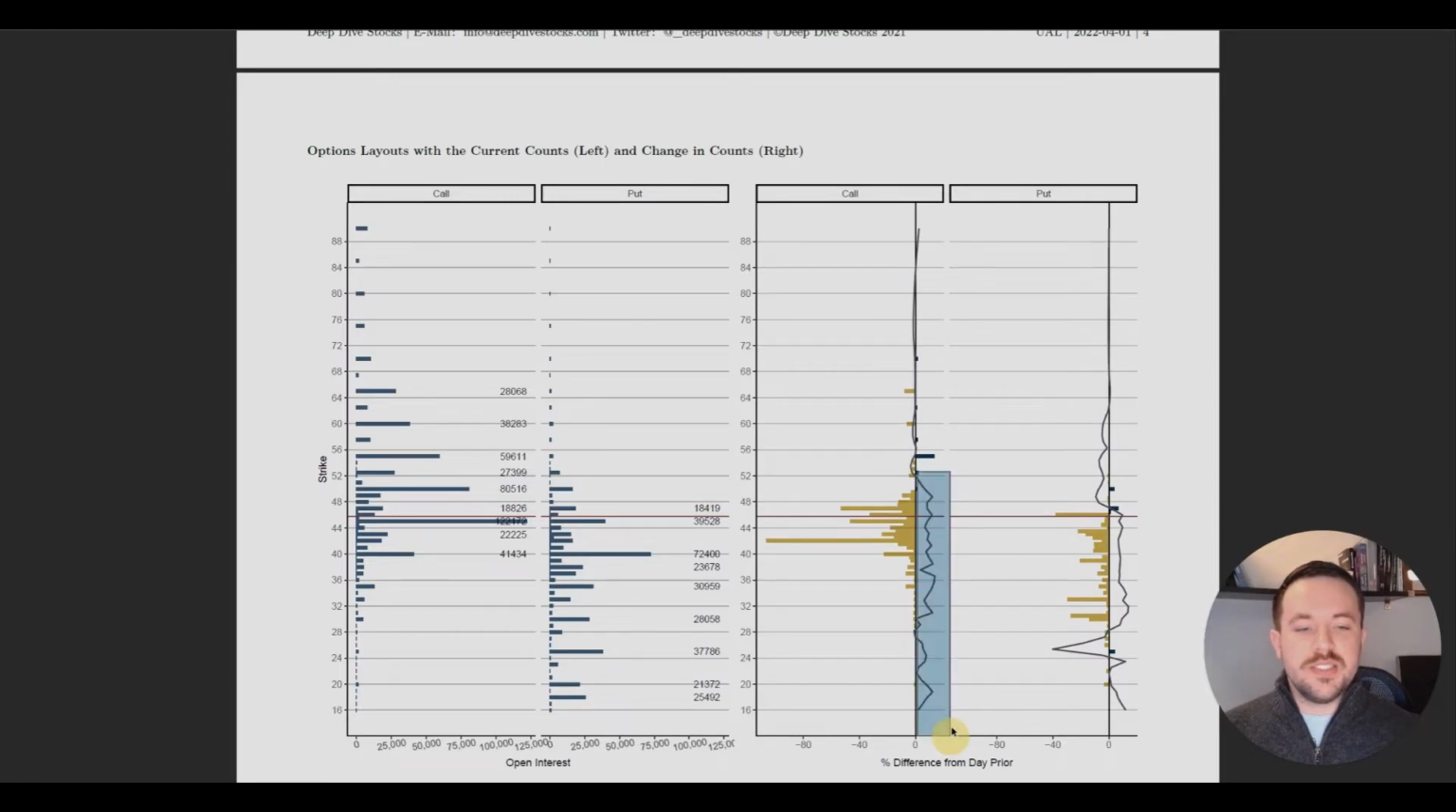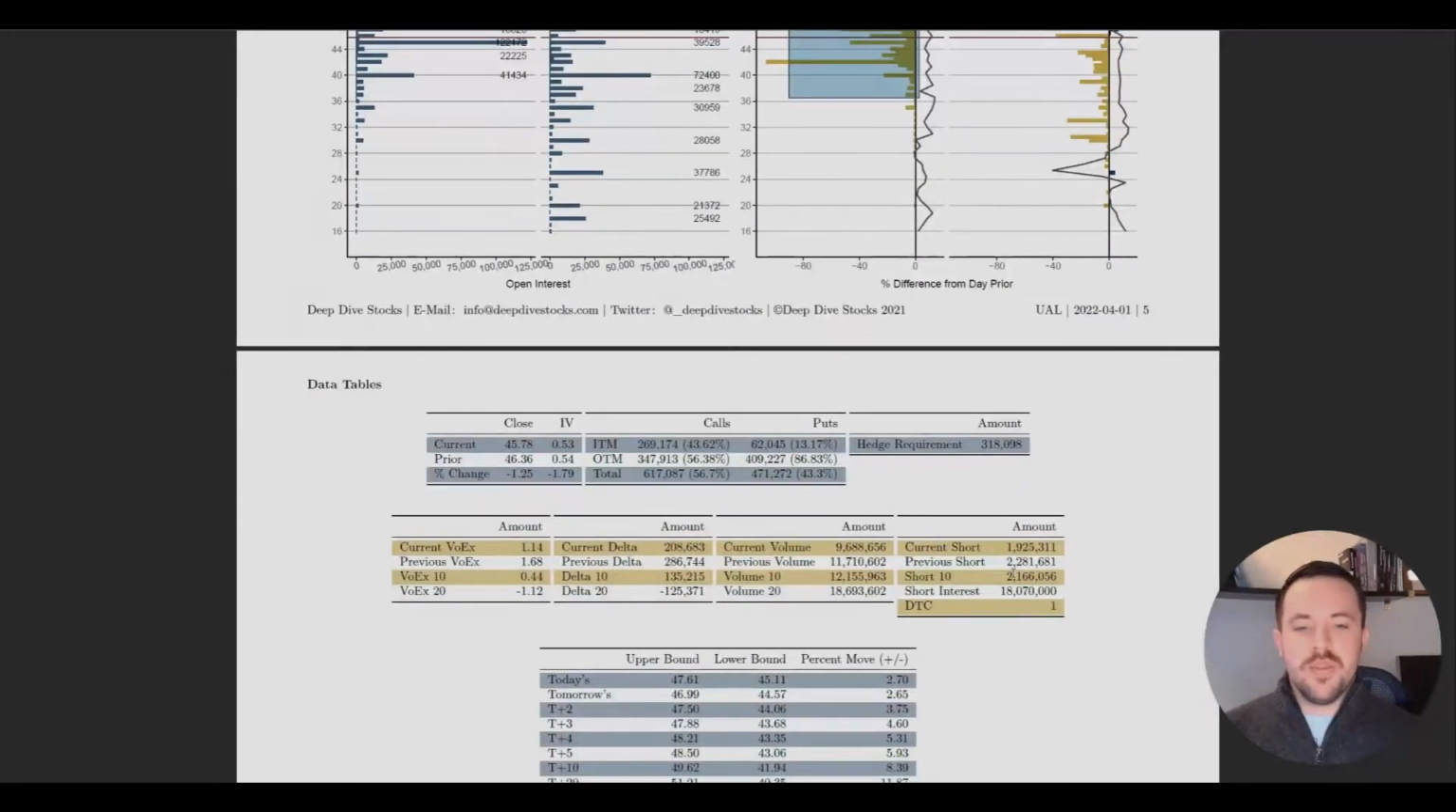So what's interesting is we see over the past month, it seems like a good amount of in the money and out of the money calls have been opened up. But on Friday, a good amount of them closed. So Friday bucked the trend a little bit.